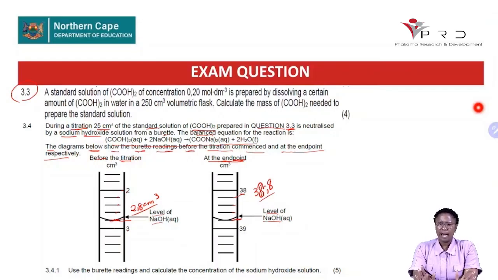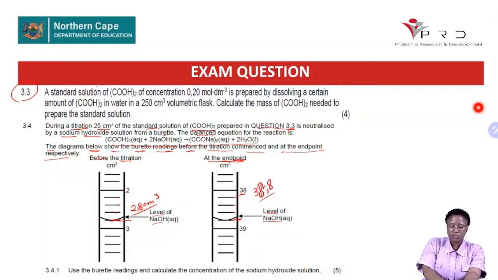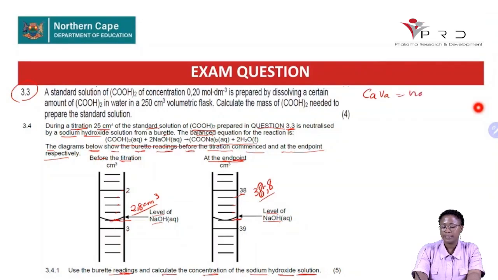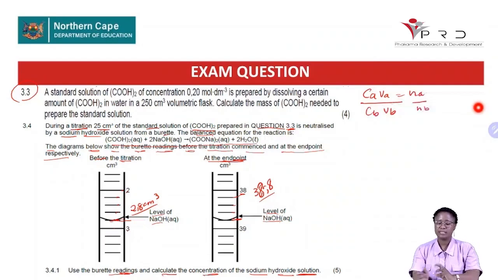Okay, so now let us see how this information is going to assist us. Then they say use the burette reading and calculate the concentration of sodium hydroxide solution. Remember, guys, I said the moment you see the words titration, neutralization, end point, equivalence point, all those words, you know which formula to use: the CAVA formula, which is CA VA over nA equals CB VB over nB. So remember, A is the acid and B is the base.